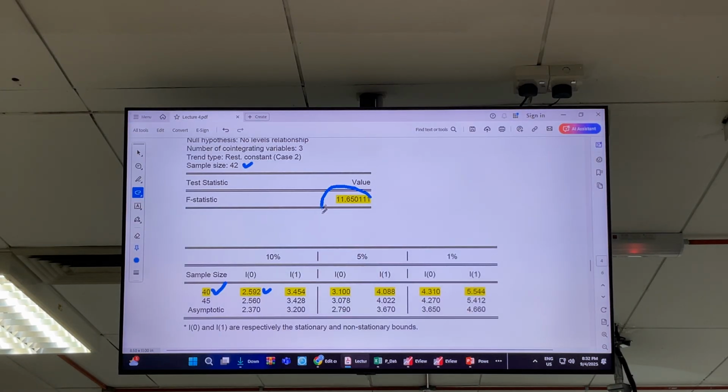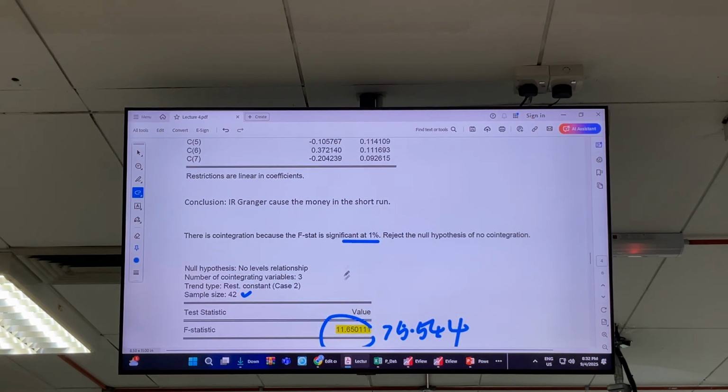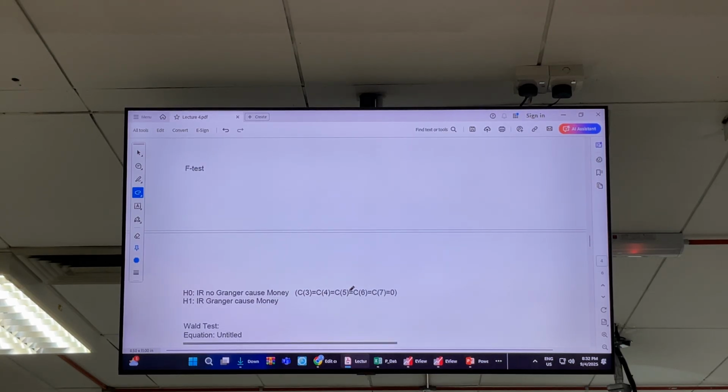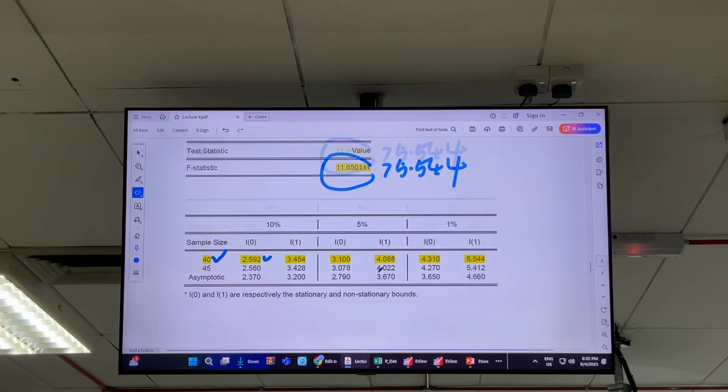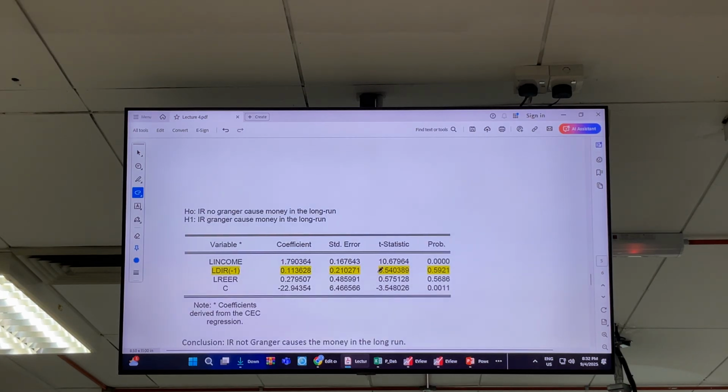So, significance compared here, all above the critical value. If I base on 1%, it's greater than 5.544. Are you going to reject? Sure, reject. So reject means what? If you reject, it means there is significance, there is correlation in the long run.